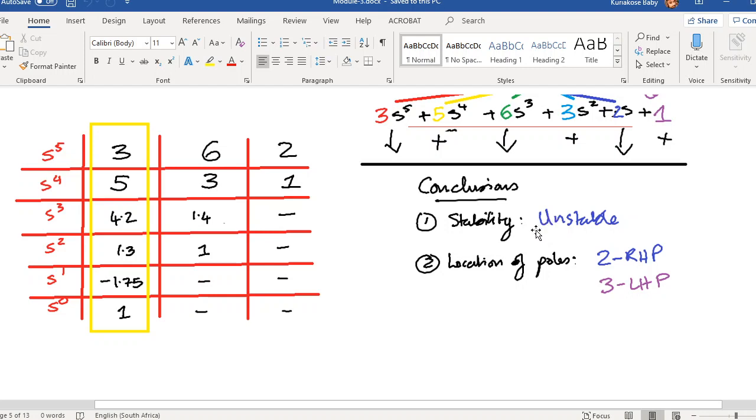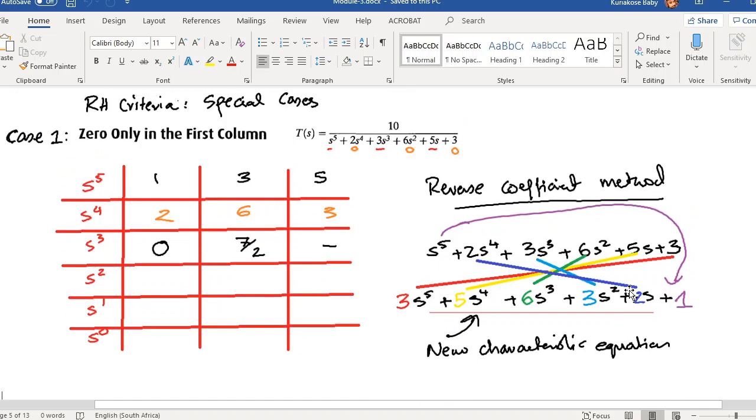Where are the poles located? There are 5 poles in total, and we understand that from the characteristic equation, which is s raised to 5. In those 5 poles, there are 2 sign changes, which means that 2 of the poles are lying on the right hand plane. The remaining 3 will be lying on the left hand plane. So this is how you make use of the first method, which is called the reverse coefficient method.